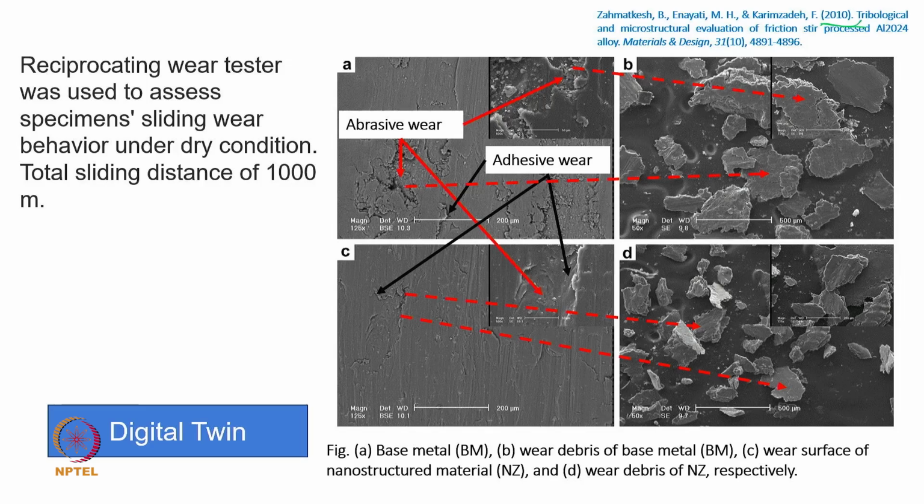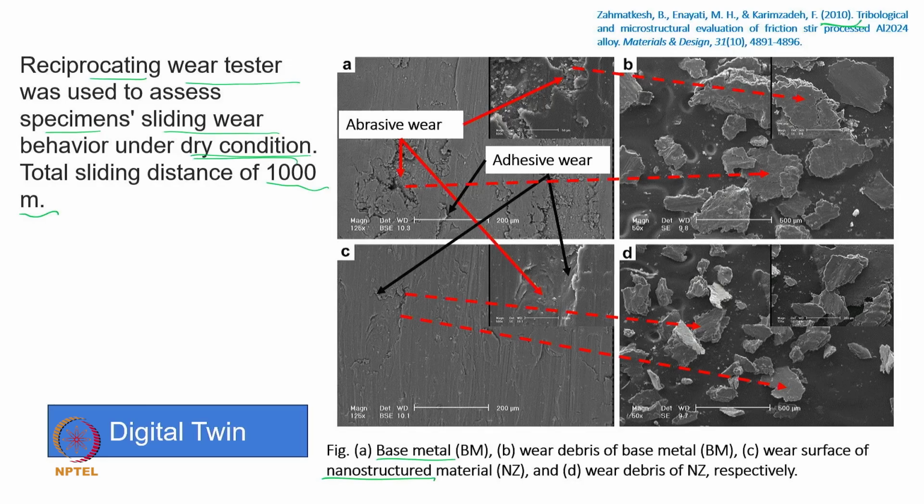What they have done is use a reciprocating wear tester to assess the behavior, again under a dry condition. Again there is no lubricant, and they kept a sliding distance of something like 1 kilometer or 1000 meters, and then they tried to compare the results. Again there are two surfaces: in one case they are using the base material, and in another case they have made a nanostructure material, and they are trying to compare whether the nanostructure material is better compared to the base material or not.